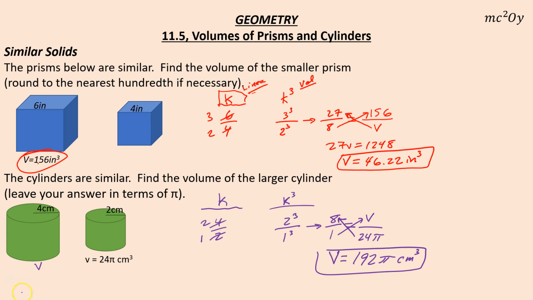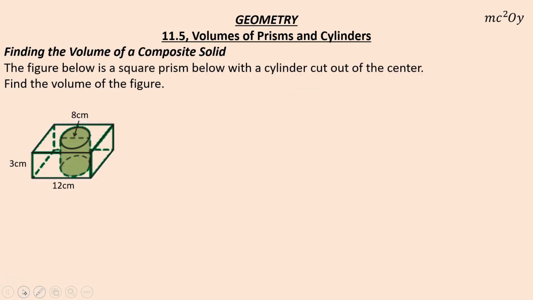Well, we got one more thing here, and it's actually looking at a composite solid. That means solids where we're dealing with more than one solid. A square prism, that's an important piece. That means the base is a square. So look at that, that's 12. That means this is also 12. With a cylinder cut out of the center, find the volume of the figure. So find the volume of this without the cylinder in the middle. So we need the volume of the square prism minus the volume of the cylinder.